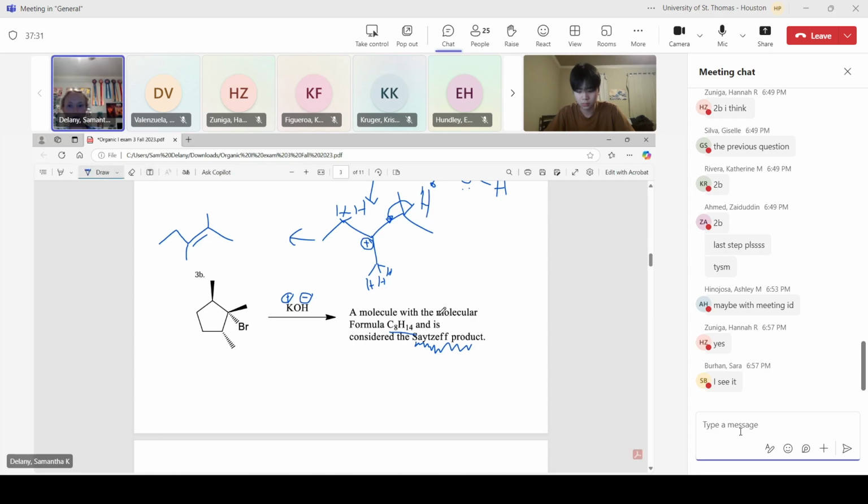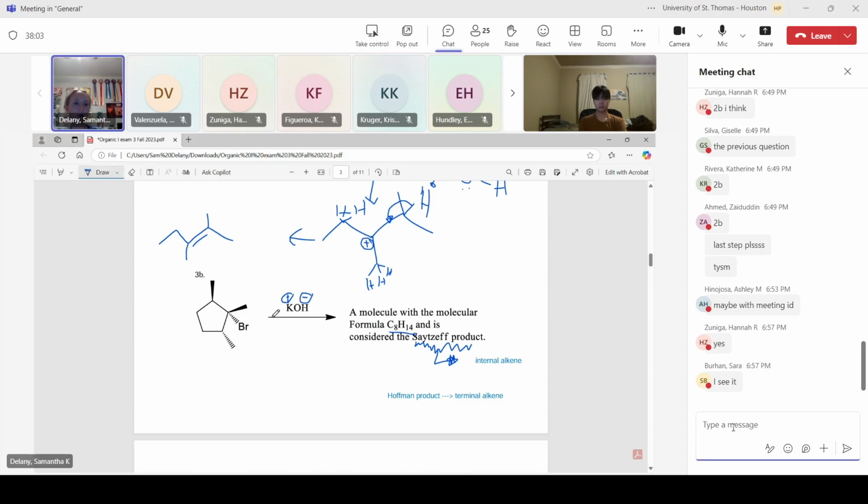The Zaitsev product is going to be the more stable product, which ends up being any kind of internal alkene. Now, they also could have asked us for the Hofmann product. What this means is they would be asking for the less stable product. They're both stable, but one's going to be more stable than the other, and that ends up being a terminal alkene generally. So just some terminology things there.